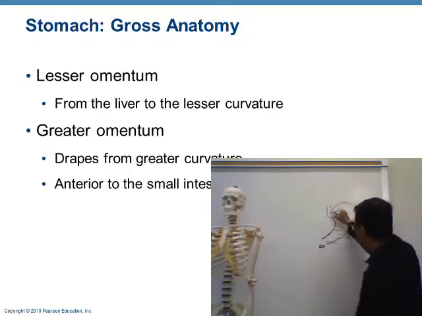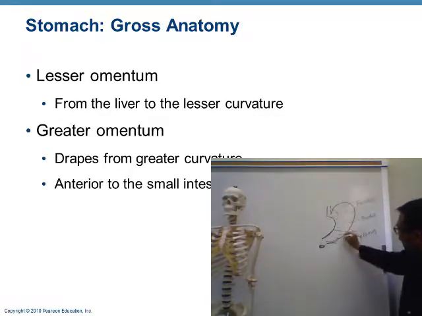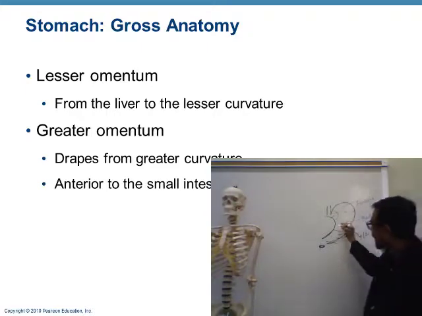Lesser omentum and greater omentum. Omentum are connective tissue membranes. This border of the stomach is called the lesser curvature, and this outer border is called the greater curvature. Makes sense. This is lesser, smaller, this is the bigger curvature.